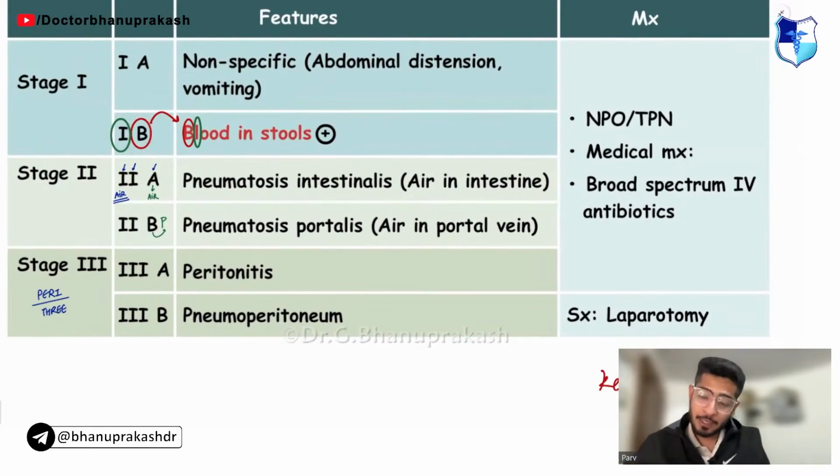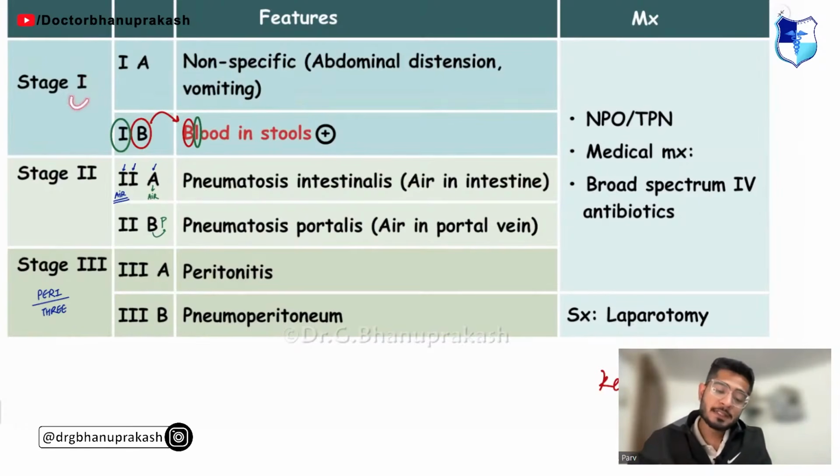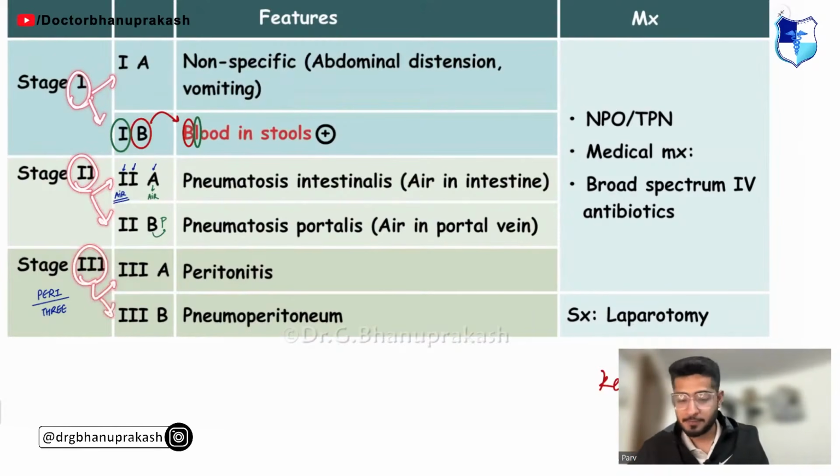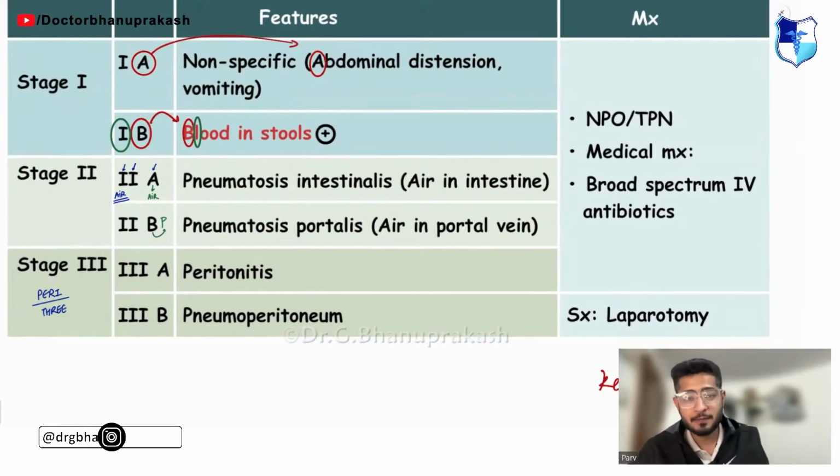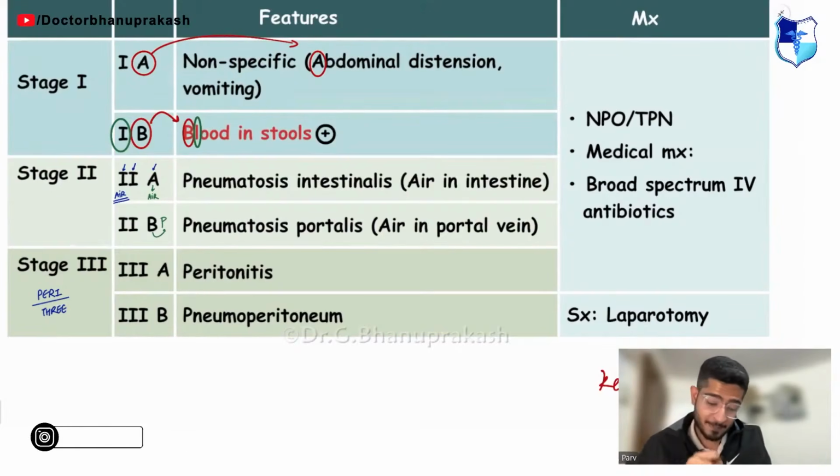ठीक है, तो देखो कैसे इसको याद करना है, how to remember. See, stage 1 has got 1A, 1B, stage 2 has got 2A, 2B, stage 3 has got 3A, 3B. So how to remember? 1A is going to have abdominal distension, A for abdominal distension, which is actually a non-specific sign. So 1A has got some non-specific signs.